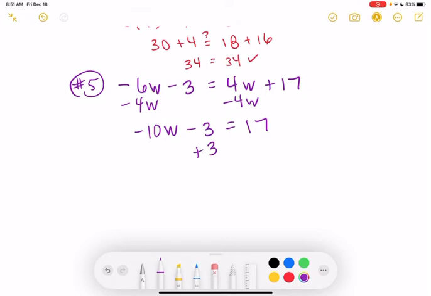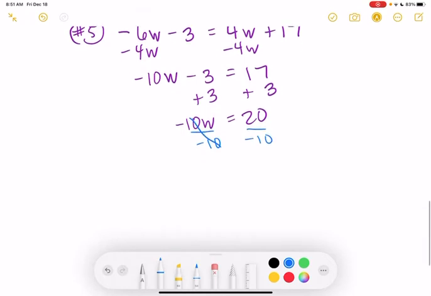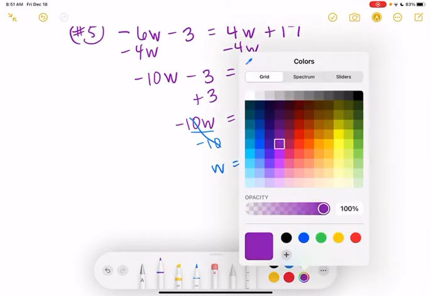Trying to get that w by itself, so that means I have to add 3 to both sides. So I have a -10w equals 20. Get that variable by itself by dividing both sides by -10, and I get w equals -2. And then I'll let you just go ahead and check that on your own if you want to.